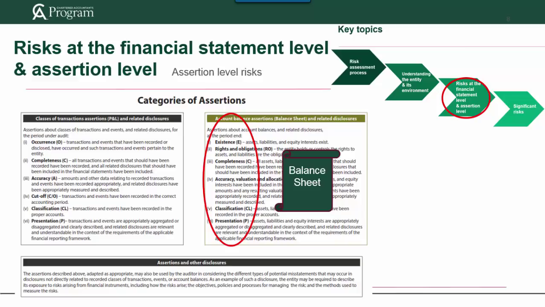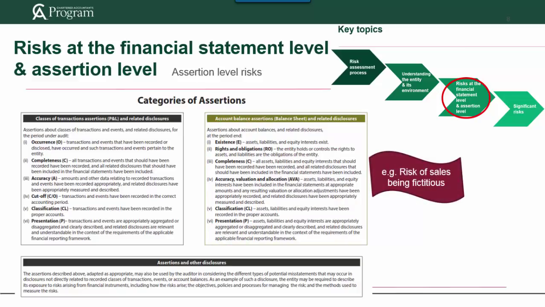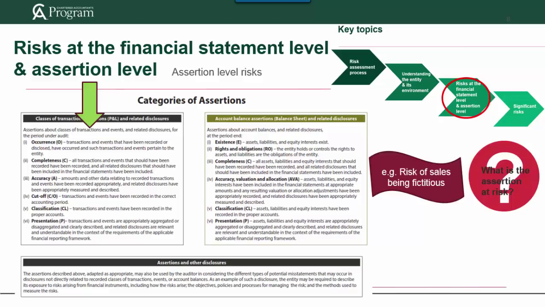Let's now apply this theory to an example. If the auditor had identified there is a risk that sales are fictitious, that is, sales are not real and falsified to increase revenue, what would be the assertion at risk here? As the risk is associated with sales, which is a profit and loss statement item, the category of assertions would be the class of transactions assertions. And the assertion most at risk would be occurrence, which links directly to the risk that's been identified in this instance.